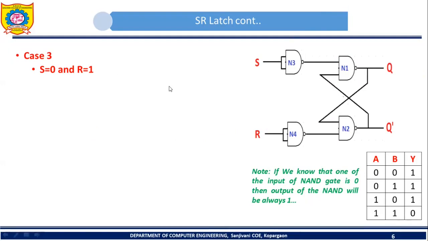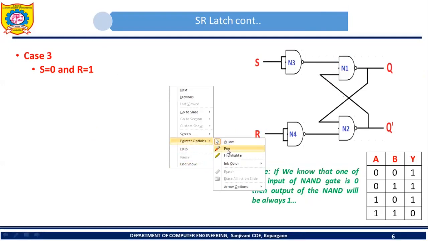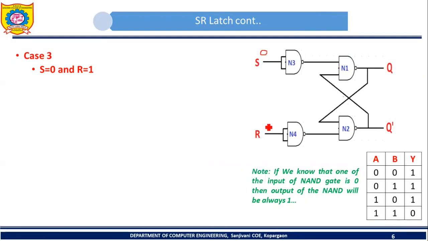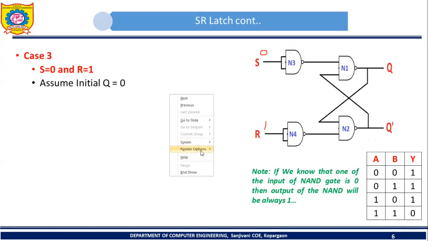Now let's see case number 3. Case number 3 is S equal to 0 and R equal to 1. So in this case, let's see how this SR latch will behave. Assume initial Q is 0. Here again we make one assumption, that the initial value of Q is 0. Now we want to determine the next Q. So let's start. See, both inputs of this NAND gate N3 are 0. So what will be the output? Here the output will be 1. Now see, here both inputs of this NAND gate are 1.